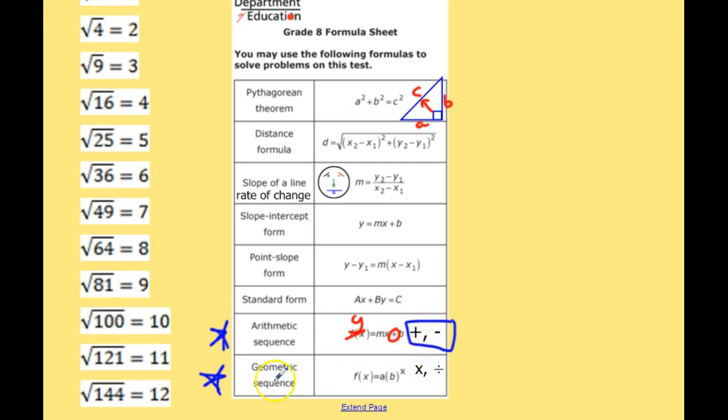Then down here are geometric sequences. This is again a fancy way of saying y. Here's an equation that has to do with the geometric sequence. We didn't really learn this, but you can see that these are touching, so you know that means multiply. If we multiplied by a fraction, like 1/4, for example, that's really dividing. You see the division sign there? So this has to do with multiplication or division.